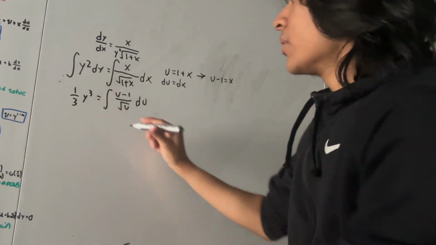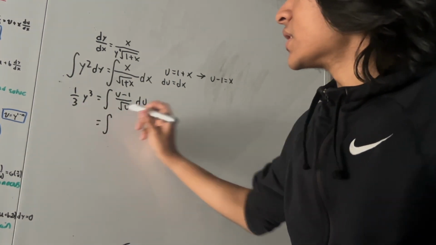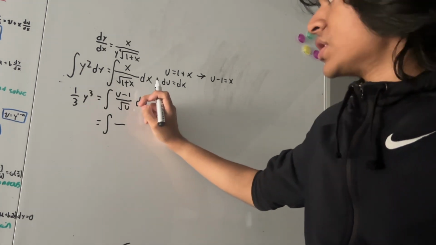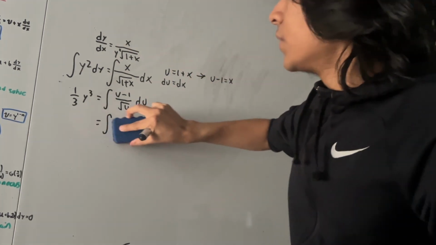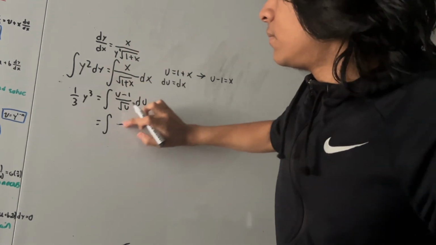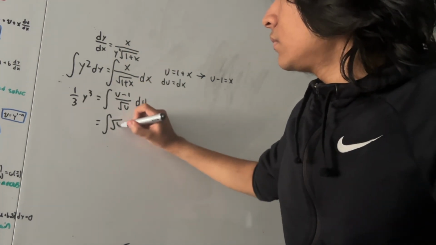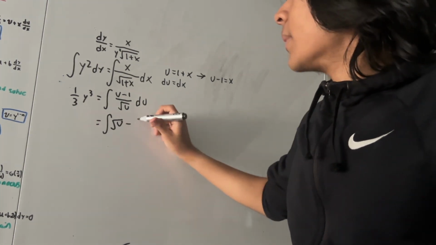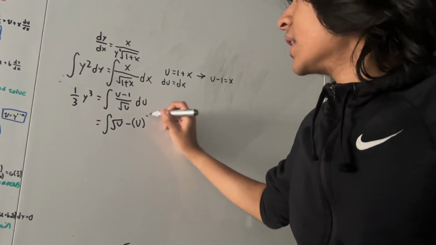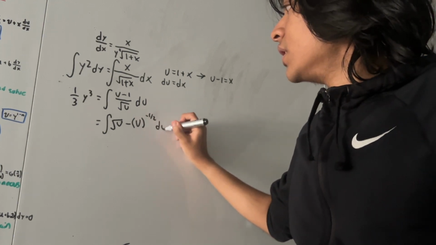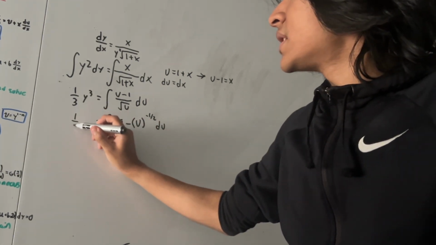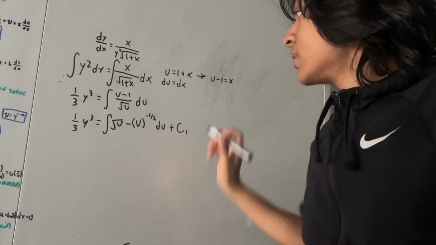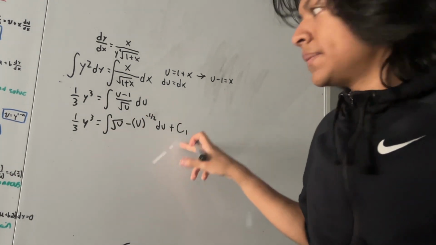We could take these apart, and when we do that we get u over the square root of u, which is just going to leave us with the square root of u. And then minus 1 over the square root of u, that's just going to be minus u to the negative 1/2 du. And the left stays the same. I could just include the constant right now. So here I just have a constant.